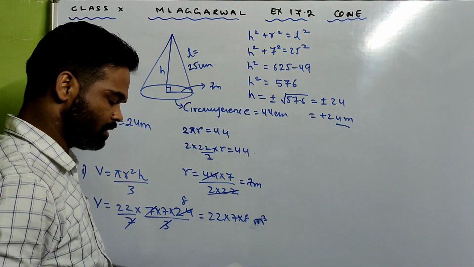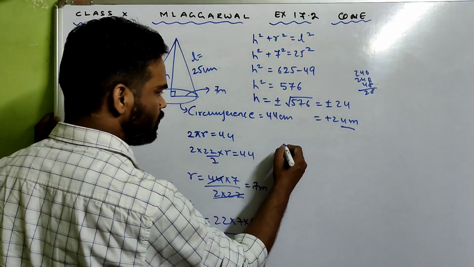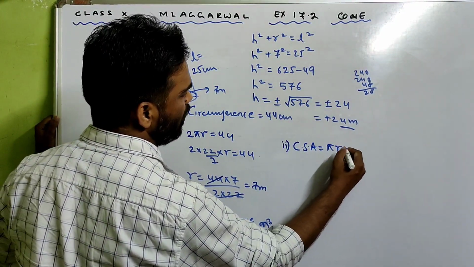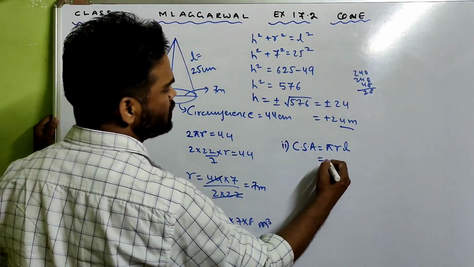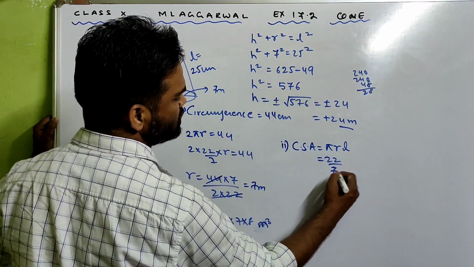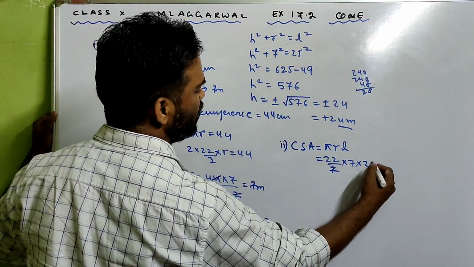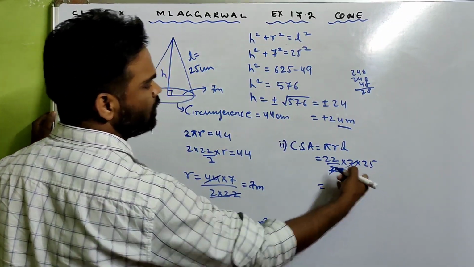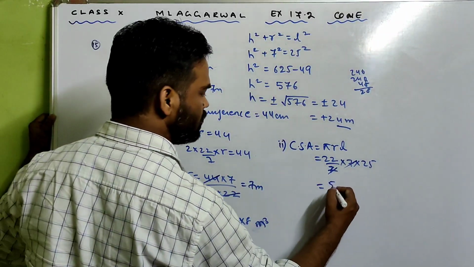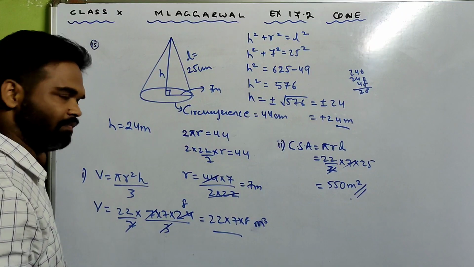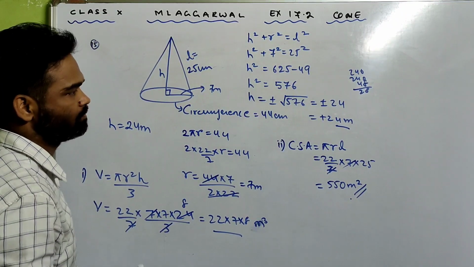And what they are asking? The curved surface area, very easy. Curved surface area is pi r l. l is the slant height. Just substitute the value: 22 by 7 into 7 and l is 25. 7 7 cancels out. This is 550 meter square. That is your CSA. Very simple. Just use the formula, you'll get the answer.